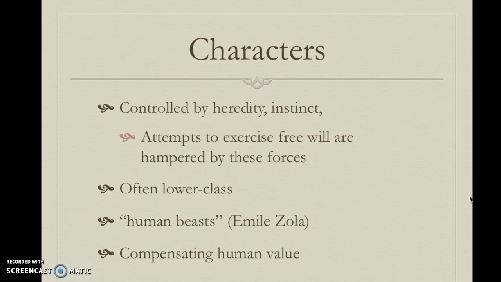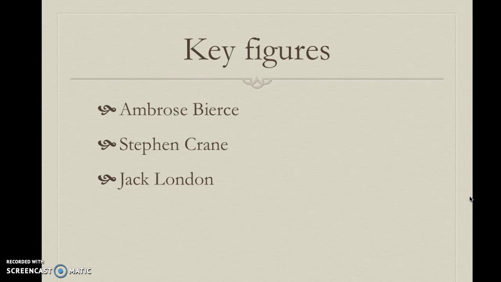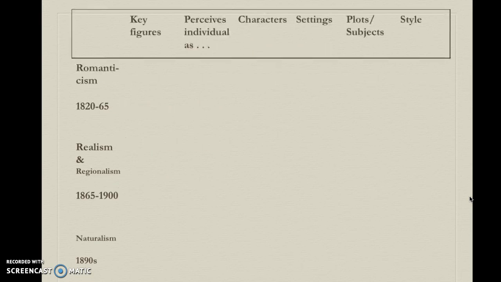Nevertheless, these characters had some sort of compensating human value, as Pizer pointed out. In other words, they're not completely unlikable. We root for them. We want them to succeed. We like them. But nevertheless, these forces tend to overwhelm them. The key figures in naturalism are Ambrose Bierce, who wrote the story Chickamauga that we'll be discussing this week, Stephen Crane, the author of the poem we just looked at, and Jack London, whose work we're not reading this summer.